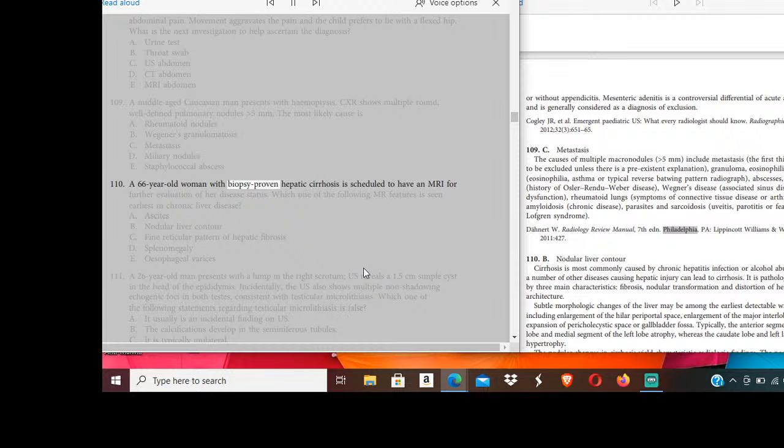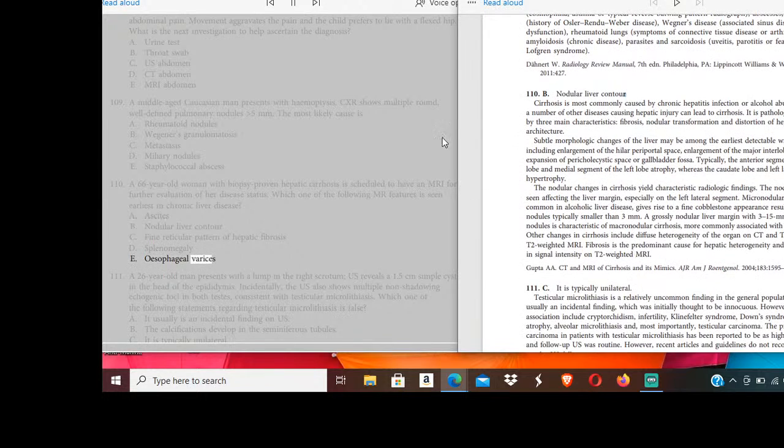110. A 66-year-old woman with biopsy-proven hepatic cirrhosis is scheduled to have an MRI for further evaluation of her disease status. Which one of the following MR features is seen earliest in chronic liver disease? A. Ascites. B. Nodular liver contour. C. Fine reticular pattern of hepatic fibrosis. D. Splenomegaly. E. Esophageal varices.